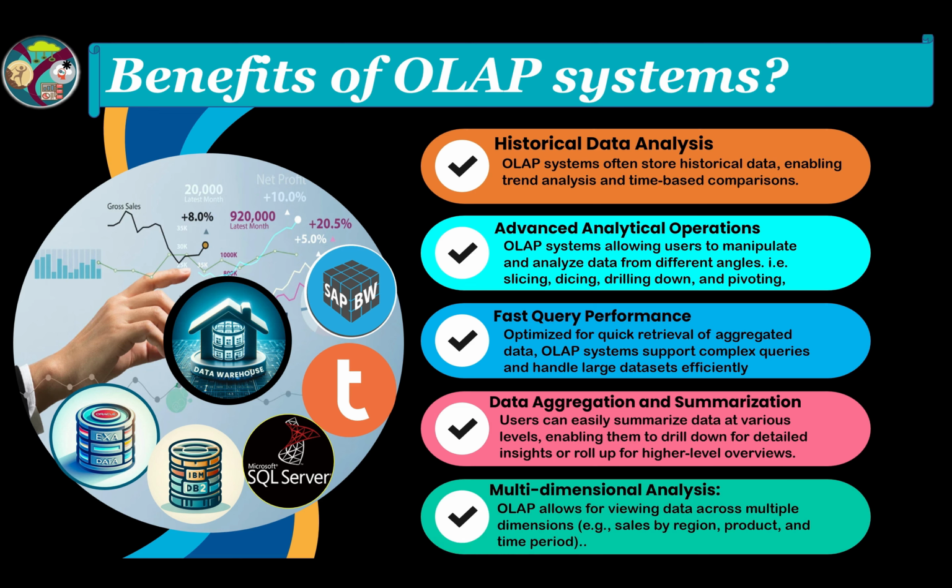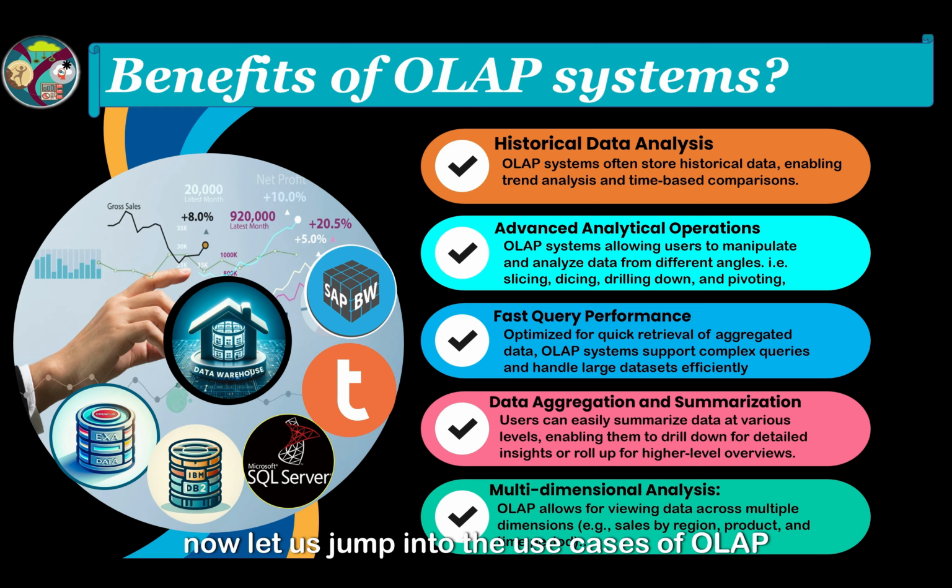OLAP systems allow users to aggregate and summarize data for daily reports. This helps in simplifying large data sets for better insights. Right? So in OLAP systems, the data will always be there in aggregated and summarized format for daily reports. Multi-dimensional analysis. This is what we discussed earlier: OLAP systems excel at analyzing data across multiple dimensions. For example, sales by region, product and time period, and seasonal trends, right? This enables comprehensive insights for business strategies. So these are a few key benefits of OLAP systems.